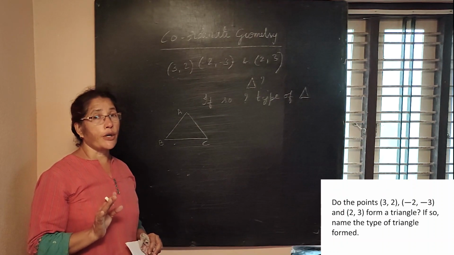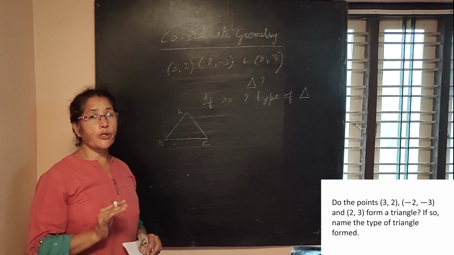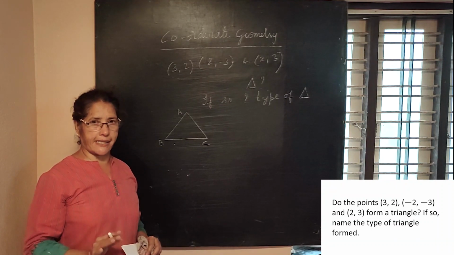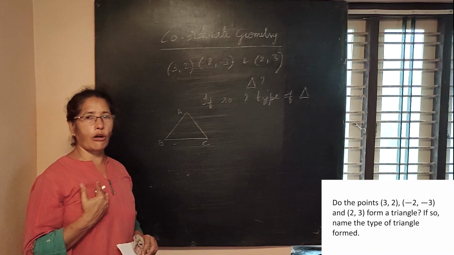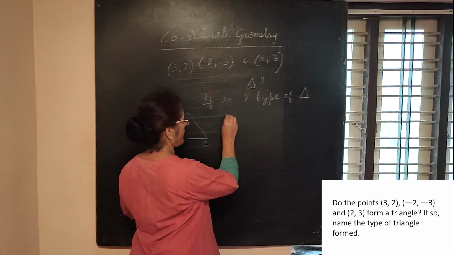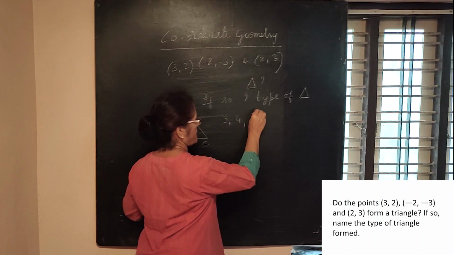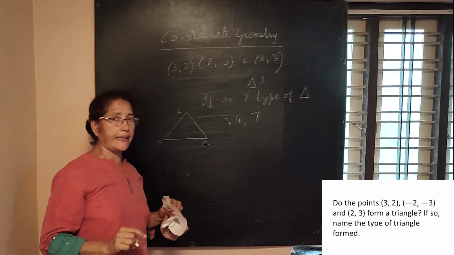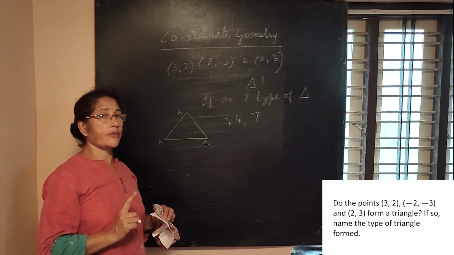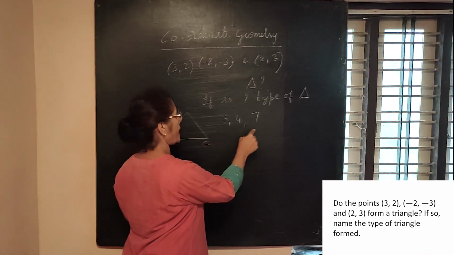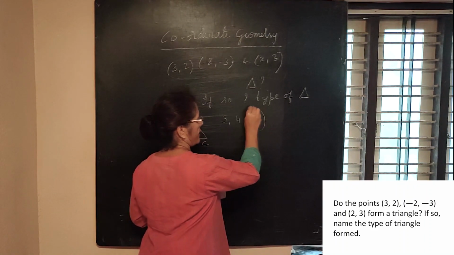And now you have to check. Suppose you know AB, BC, AC. How do I check whether I can form a triangle or not? Suppose the sides are 3, 4, 7. Can I form a triangle? In order to know that, you should know the test. Among these 3, which is the highest? 7.